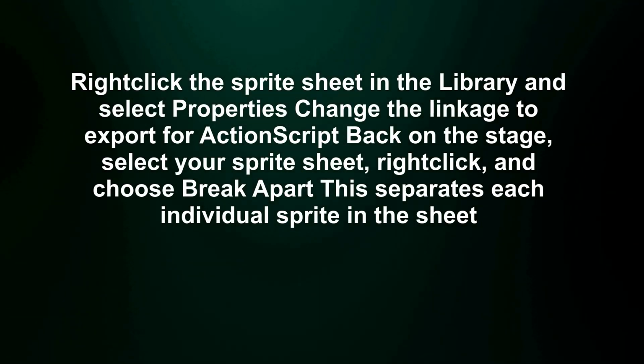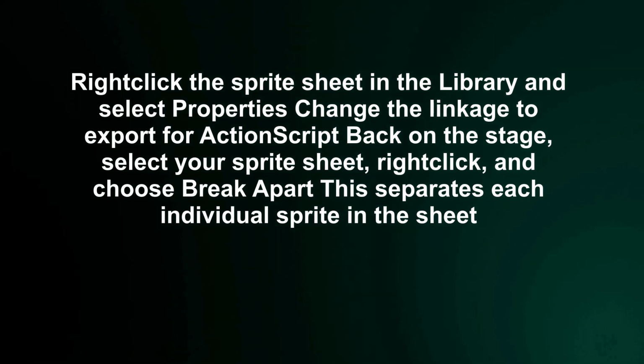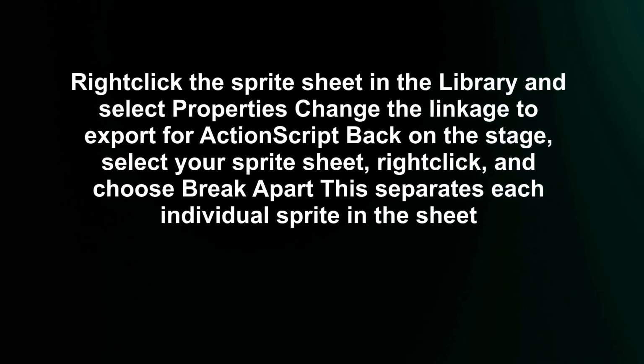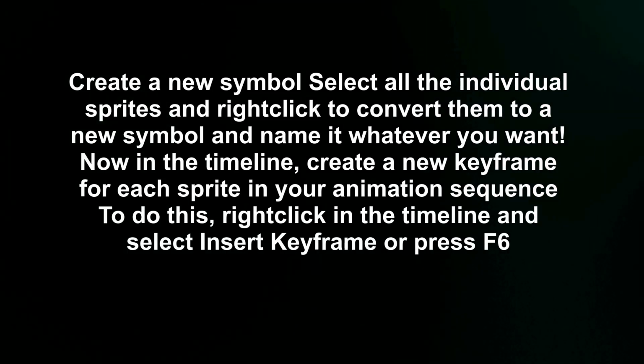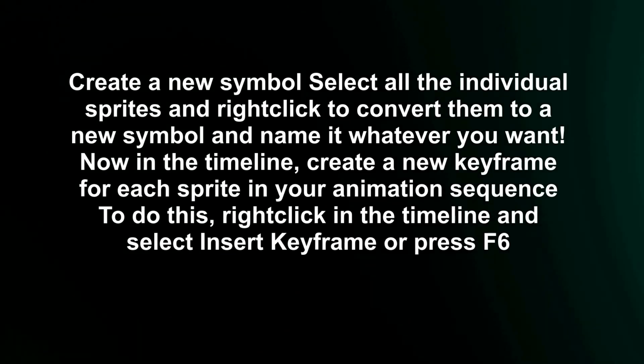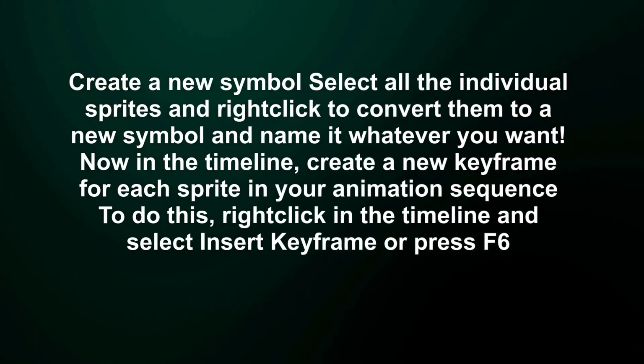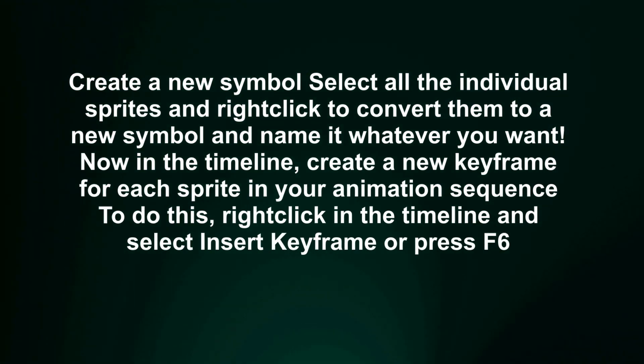Back on the stage, select your Sprite Sheet, right-click, and choose Break Apart. This separates each individual sprite in the sheet. Create a new symbol. Select all the individual sprites and right-click to convert them to a new symbol and name it whatever you want. Now in the timeline, create a new keyframe for each sprite in your animation sequence.